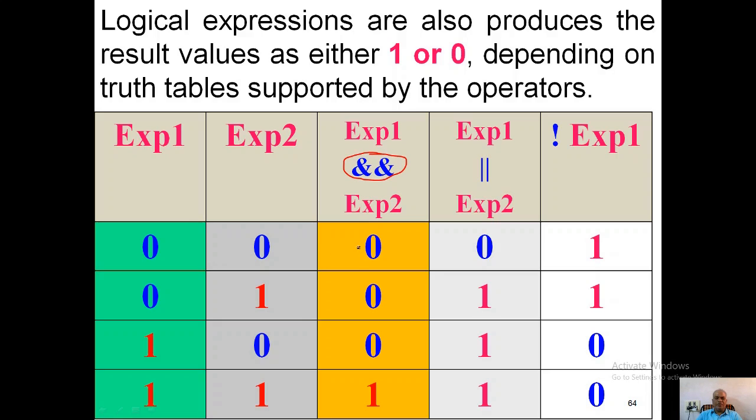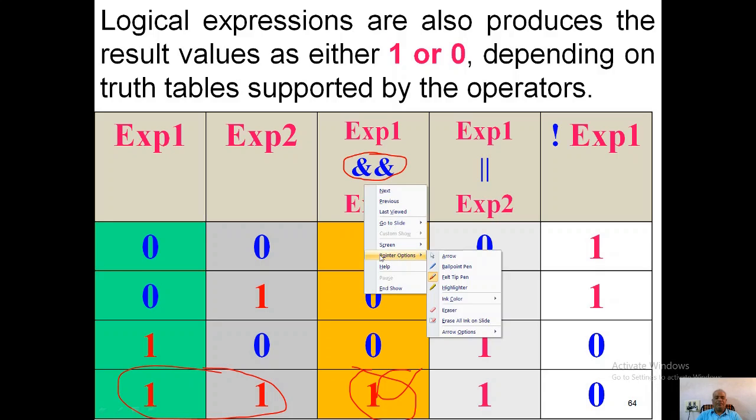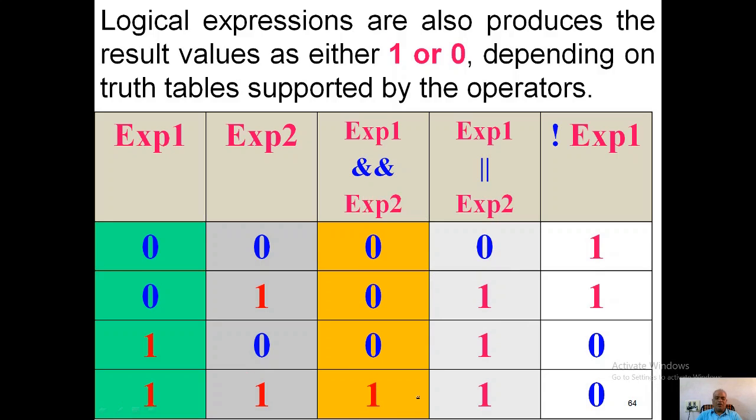0 and 0 is 0. 0 and 1 is 0. 1 and 0 is 0. 1 and 1 is 1. So what is the specification? If both inputs are 1, if both inputs are true, then the output is also true. That is the logical AND condition.